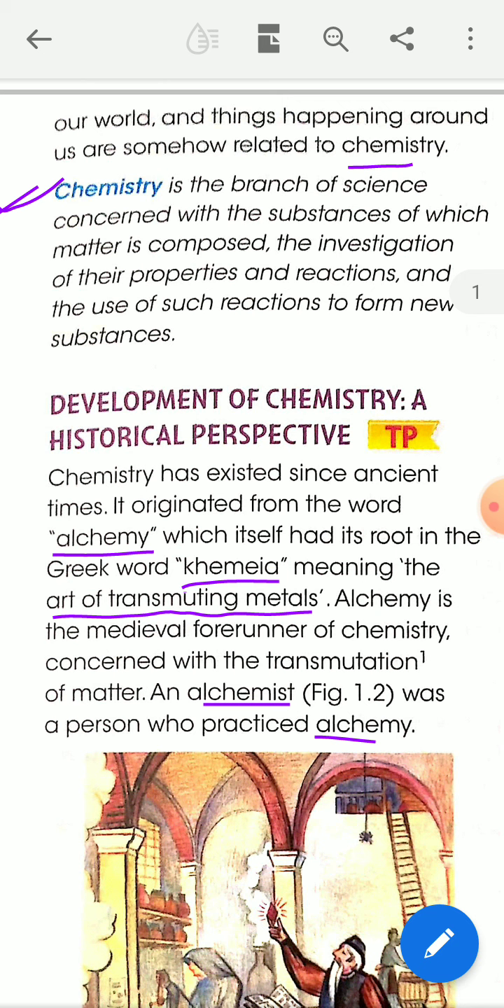Alchemy is the medieval forerunner of chemistry concerned with the transmutation of matter. And the person who practiced alchemy was known as an alchemist. Okay. So an alchemist was a person who practiced alchemy.